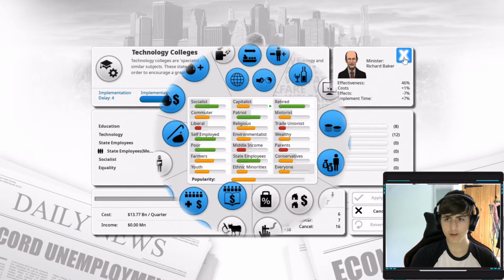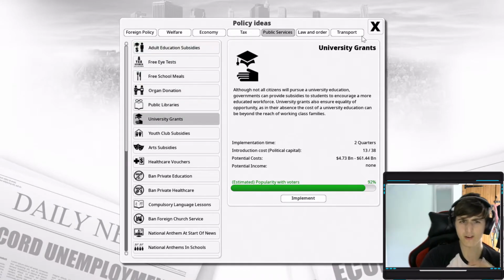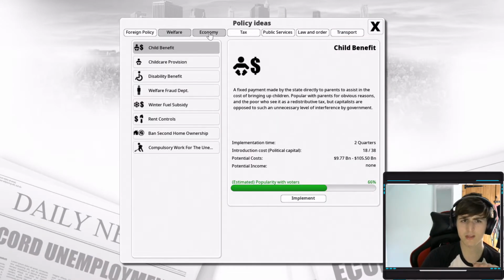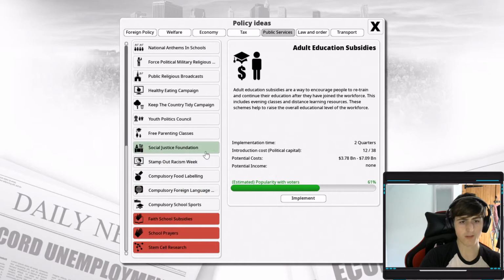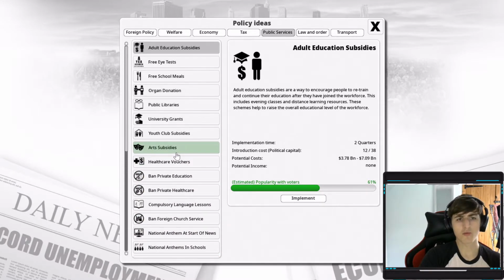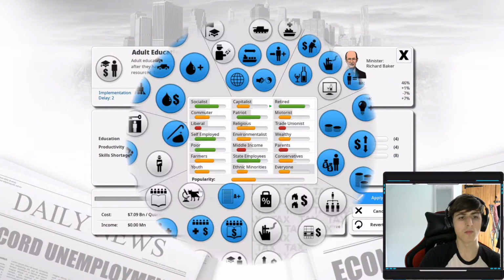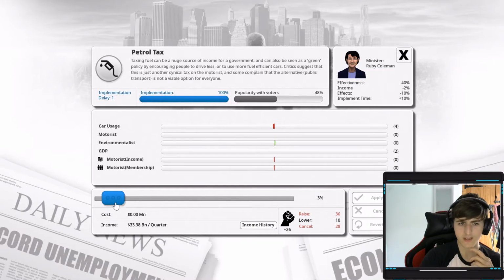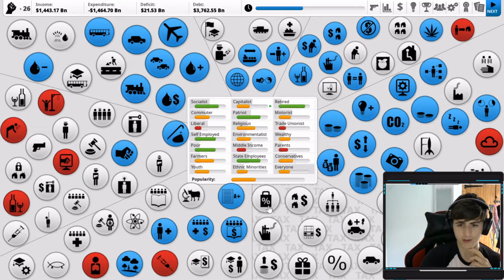Technology colleges are already quite high. That's a good idea, I think. So, rather than university grants, which are very expensive, and at the moment we still have a deficit, I think for now something such as adult education subsidies will get people to improve their skills while also not costing us an absolute bomb. So we'll do that. Now the petrol, the problem is that reduces GDP.